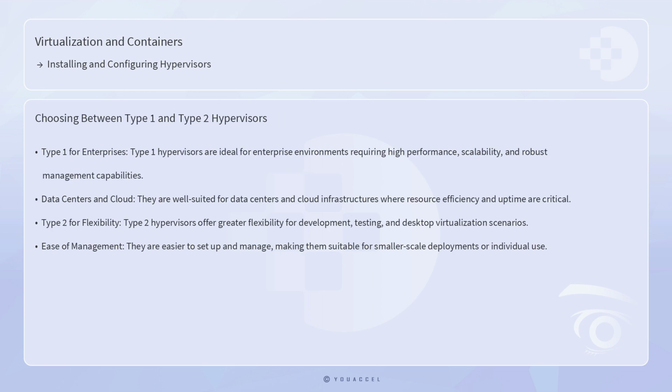The choice between Type 1 and Type 2 hypervisors ultimately depends on the specific use case and requirements of the organization. Type 1 hypervisors are ideal for enterprise environments requiring high performance, scalability, and robust management capabilities. They are well suited for data centers and cloud infrastructures where resource efficiency and uptime are critical. Type 2 hypervisors, while not as performant, offer greater flexibility for development, testing, and desktop virtualization scenarios. They are easier to set up and manage, making them suitable for smaller scale deployments or individual use.